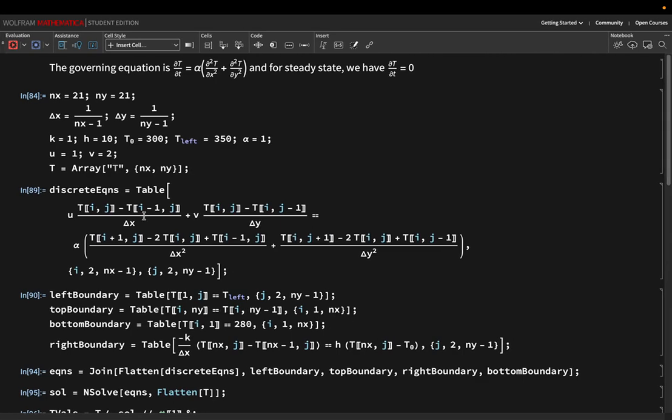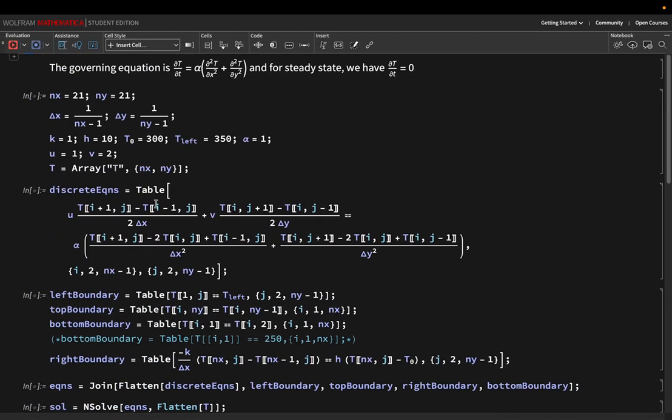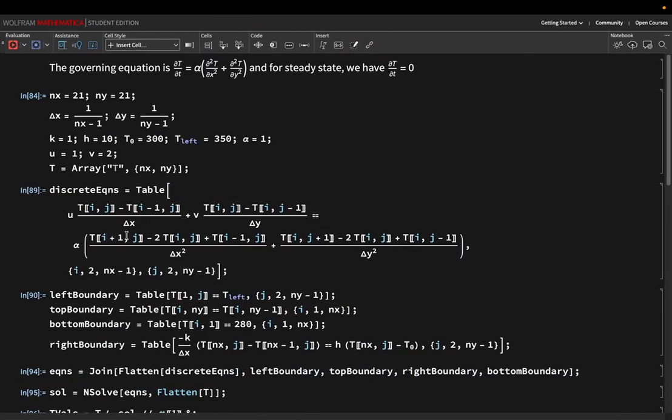So here you were using Ti minus Ti minus 1, but here it would be Ti plus 1 minus Ti minus 1 by 2 delta x. So this is the second order approximation. This is only first order approximation.